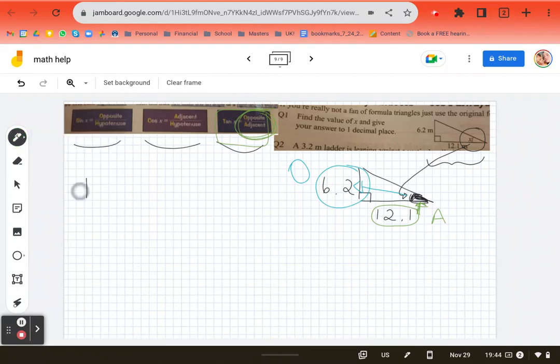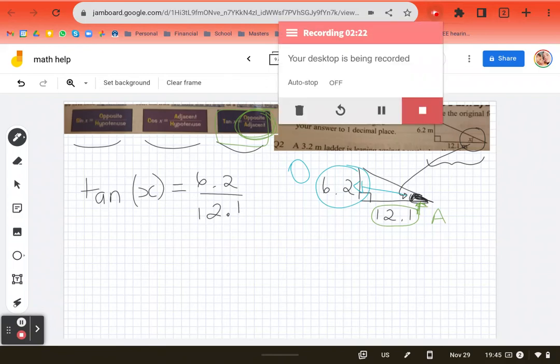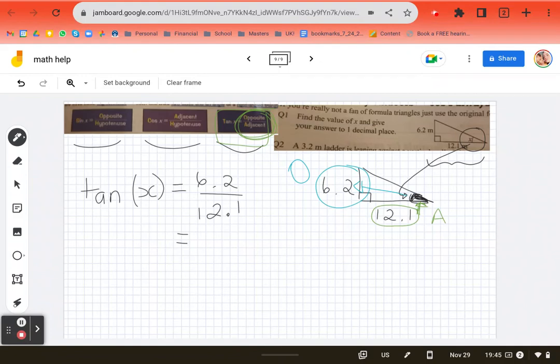So now we say tan of X, our angle, equals opposite, which is 6.2, over 12.1. So I pop that into my calculator and I get 0.512, blah, blah, blah, it keeps going, 39. And really, if I keep this in my calculator right now, that's the best thing to do, because we want a number as exact as we can.